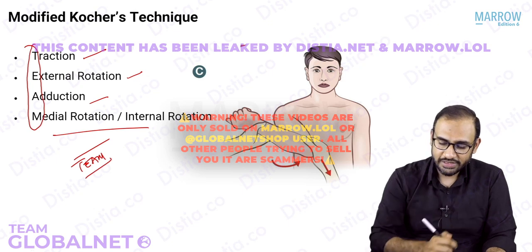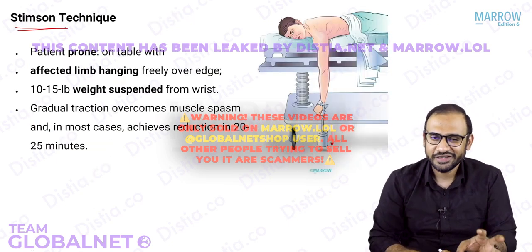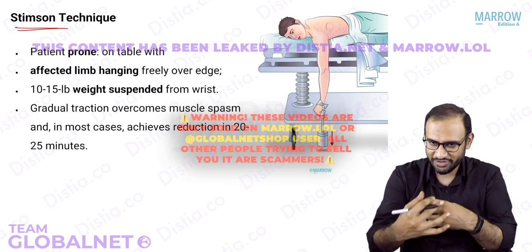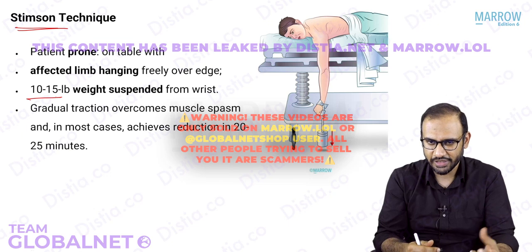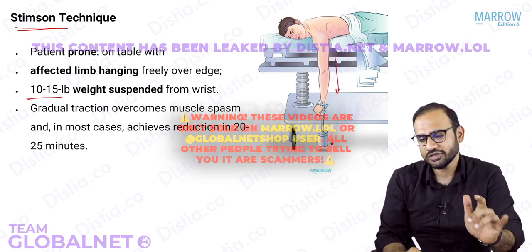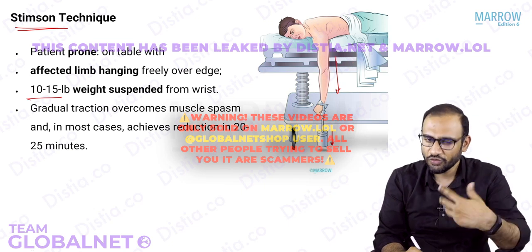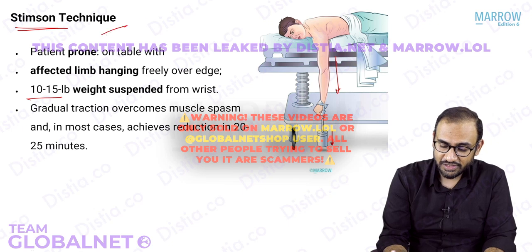Yes, two more. One is Stimson's technique. What do you do in Stimson's technique? You hang a heavy object, around 10 to 15 pounds, to the limb that is dislocated, and then you hang the limb and keep the patient like that for some 15 to 20 minutes. Over time, because of the pull, the shoulder will relocate. This is known as Stimson's technique.